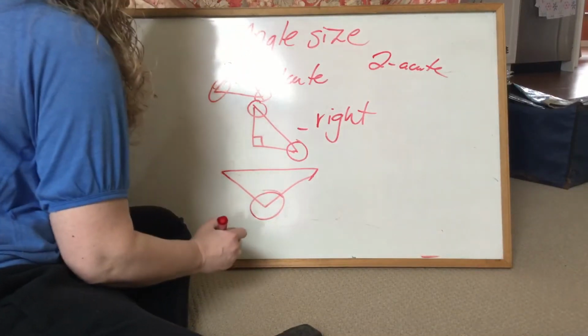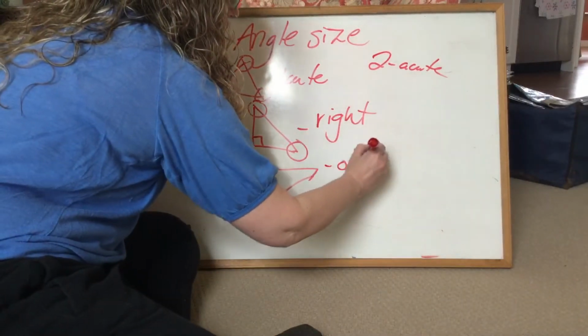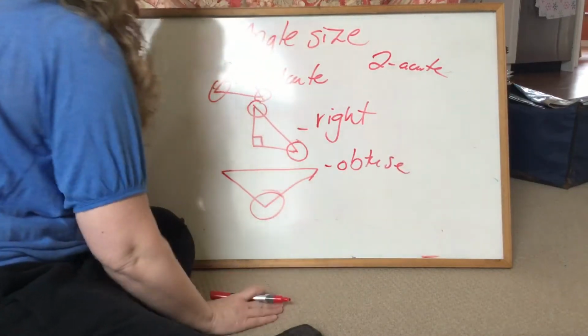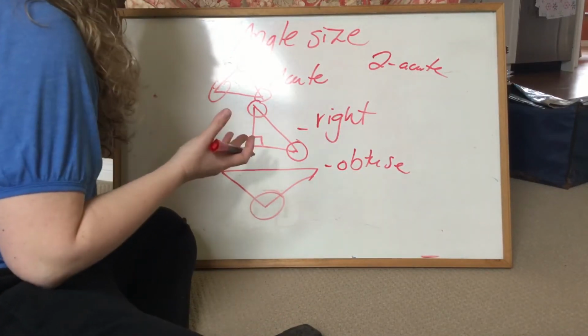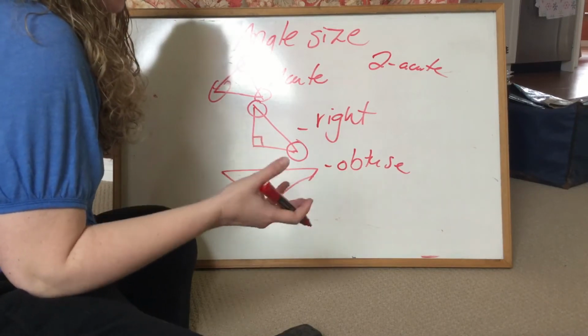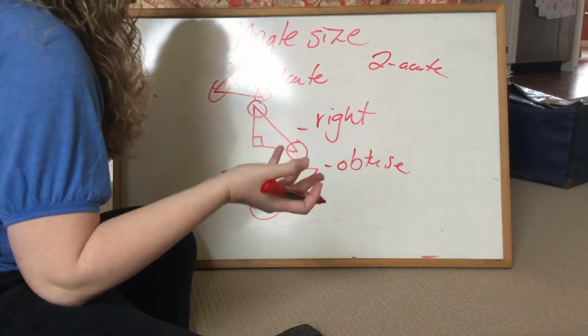Right there, that's an obtuse angle. So if it has an obtuse angle in it, we call it an obtuse triangle. And then typically, when you're talking about triangles and you're classifying, you actually put both classifications together.